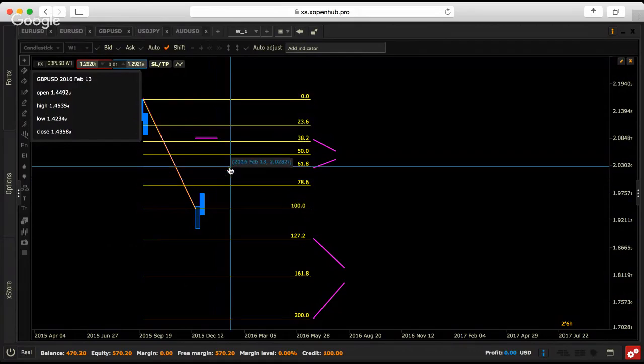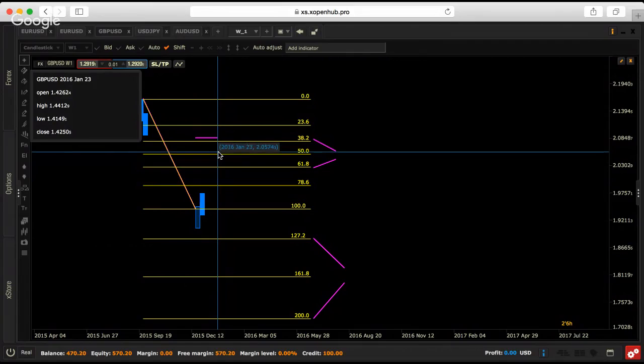So if I'm entering in at the 61.8, my stop is at the 50, and I'm only trying to risk 2% of my account or 5% of my account, what you're doing is if your stop loss gets bigger, guess what happens to your lot size? It gets smaller. So you can't trade with the same lot size.